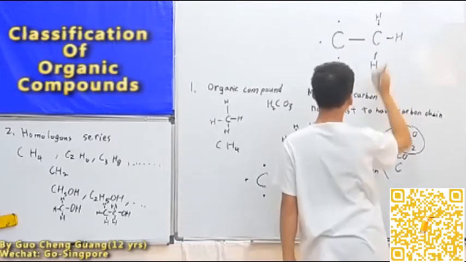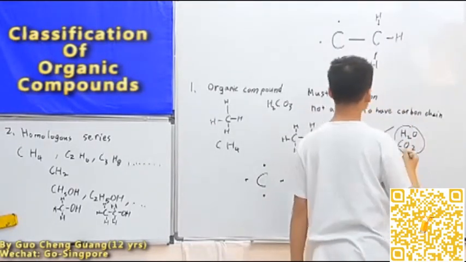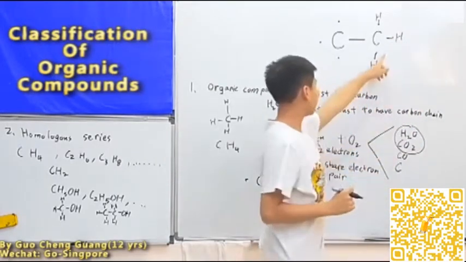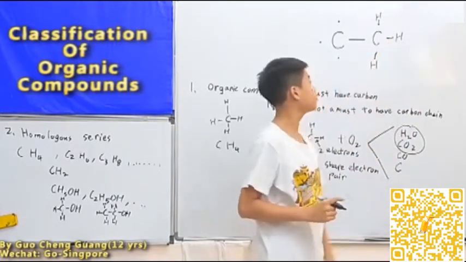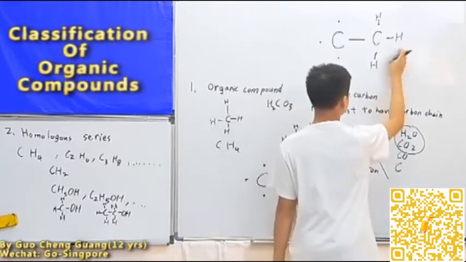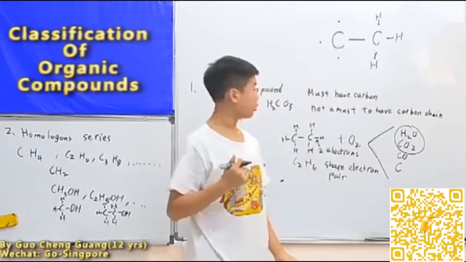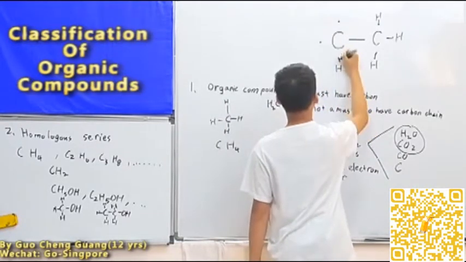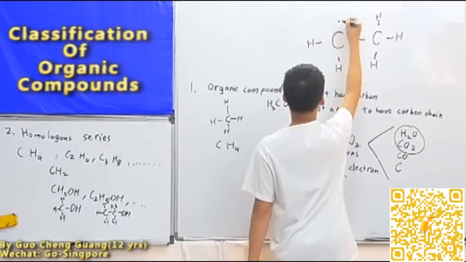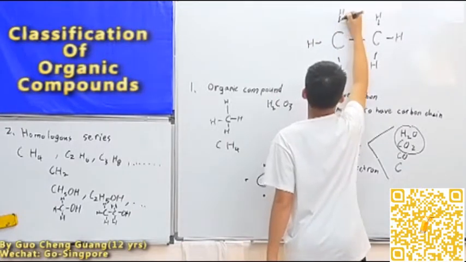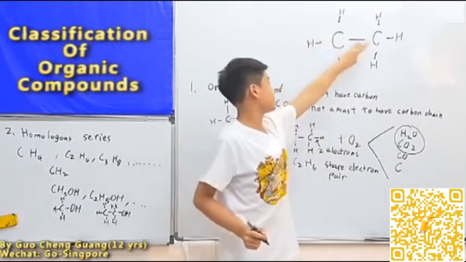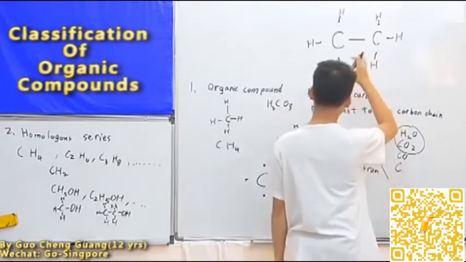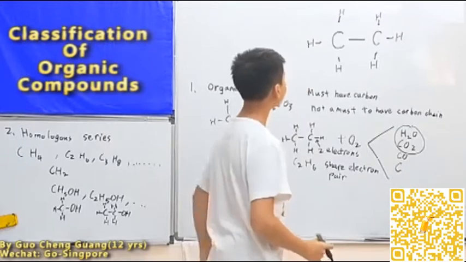Hydrogens also need to obtain that kind of state. Originally they have 1. After this bonding, they get 1 extra, so they get 2. So these hydrogens also have a full shell. So all of these atoms have the stable state. So this is alright.